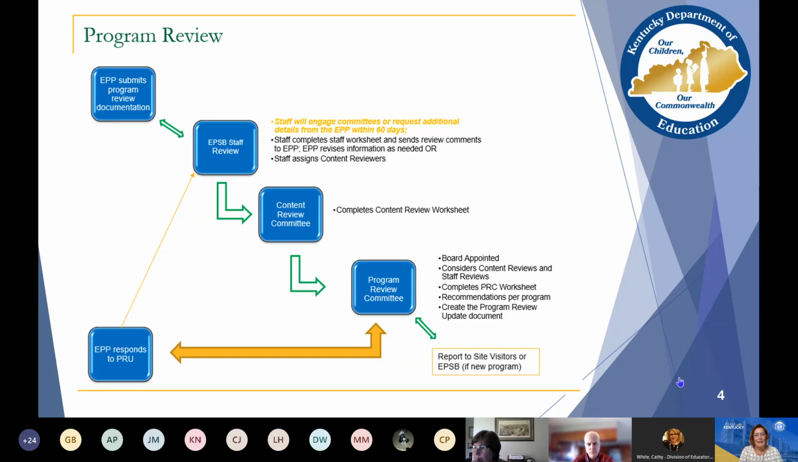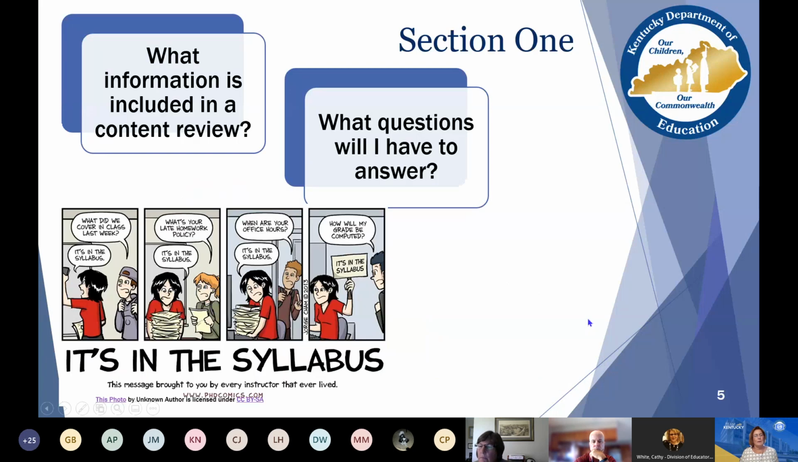Thank you. As we move to the next slide, this is section 1. And section 1 is going to talk about content. What is the content that is expected in content reviews? So we're not only going to talk about the content, we're also going to talk about the questions that content reviewers are asked to answer, as well as the rubrics.